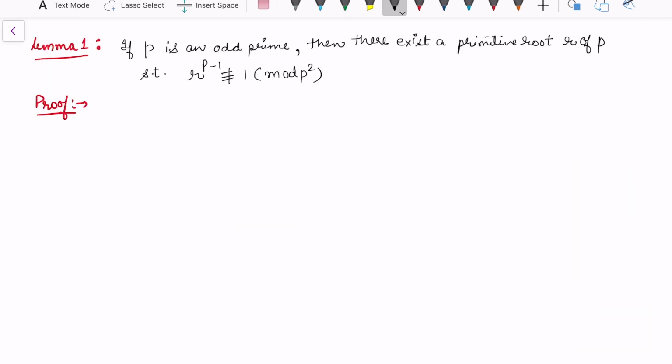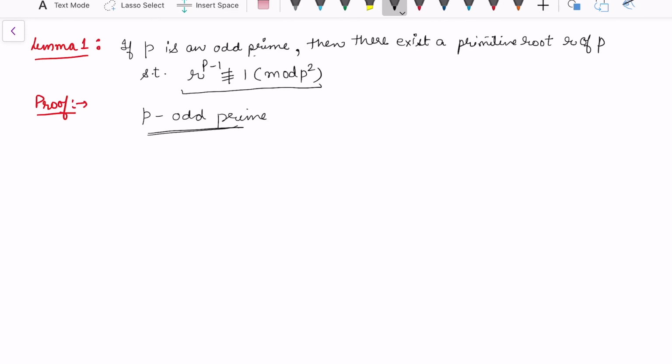Moving forward to the next case, we'll have the first lemma, Lemma 1. If p is an odd prime, then there exists a primitive root r of p which satisfies this type of congruence: r raised to the power p minus 1 is not congruent to 1 modulo p square. In my earlier video on the primitive root, we have already discussed that whenever p is an odd prime, there always exists a primitive root for every prime. So this is what the statement says.